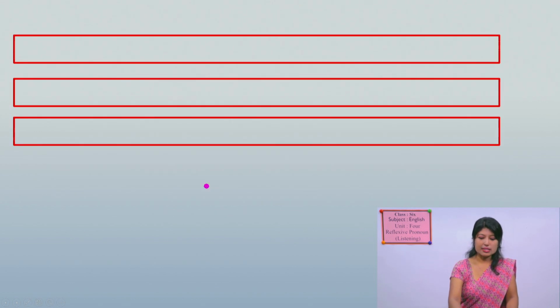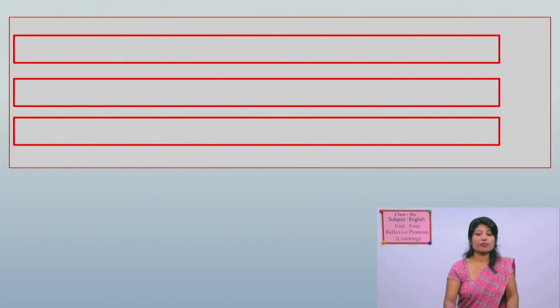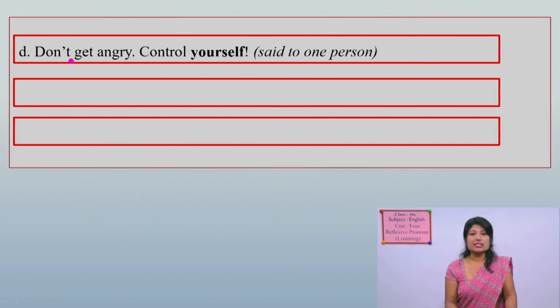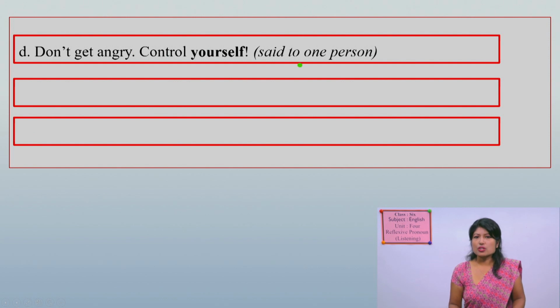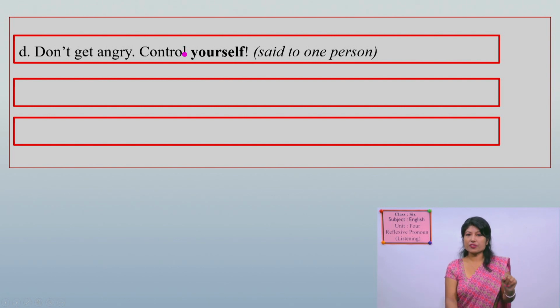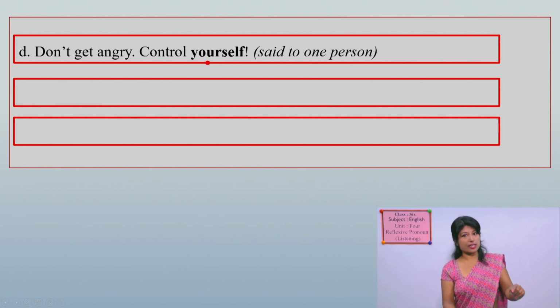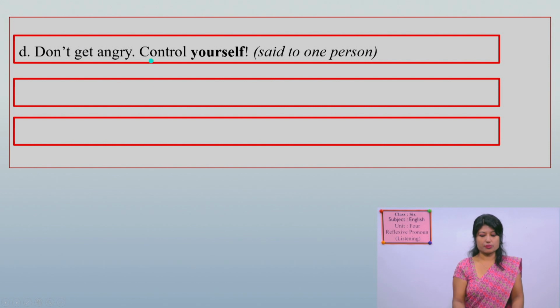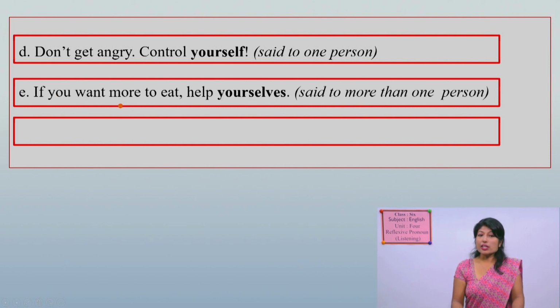Likewise, some more sentences. Look at here. Number D. Don't get angry. Control yourself. This is said to one person. Yourself means you, single here. Single person. Don't get angry. Control yourself. And then the next one is, if you want to eat, help yourself. So this is said to more than one person.